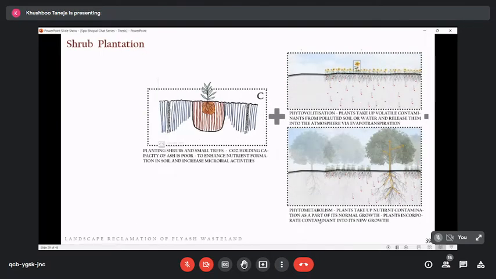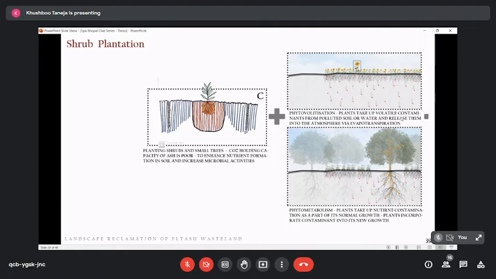Next, we go on to shrubs, and what kind of shrubs we plant, which support phytovolatilization and phytometabolism. Here plants take up the nutrients and whatever contaminants through their roots, convert them into better compounds, and then reduce the contaminants, and through phytovolatilization they release them into the environment.